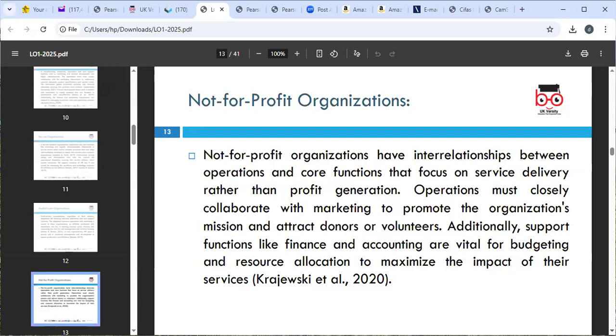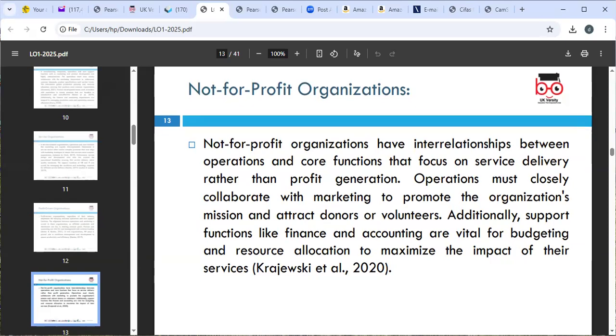Additionally, support functions like finance and accounting are vital for budgeting and resource allocation. Of course, when donors fund non-profit organizations, they expect them to have proper accounting formalities in place, because you need to report, you need to account for the monies that you have received and how well you have disbursed those monies and used them for the purpose for which the money was given. Okay, and those we can reference from Karagiaki and all. Okay.